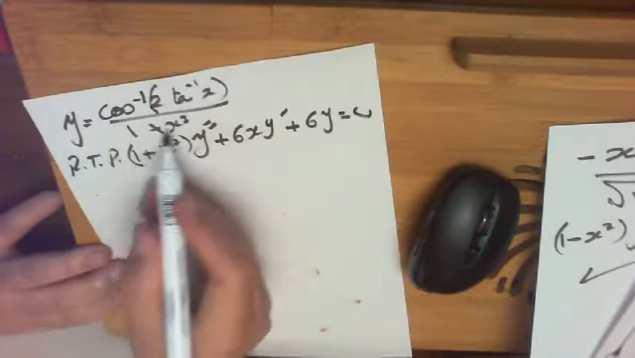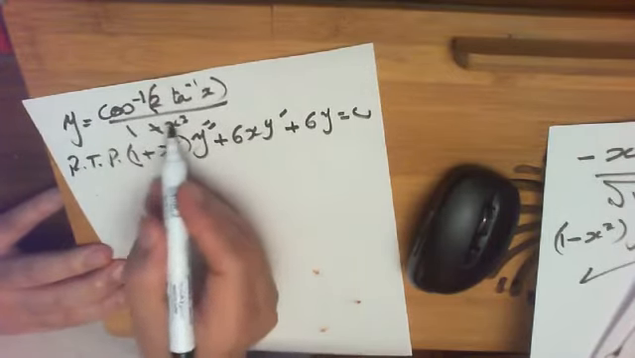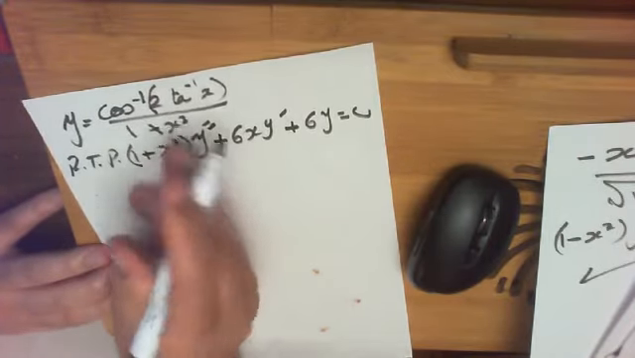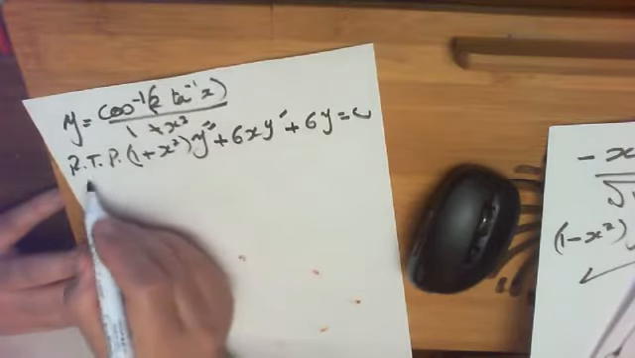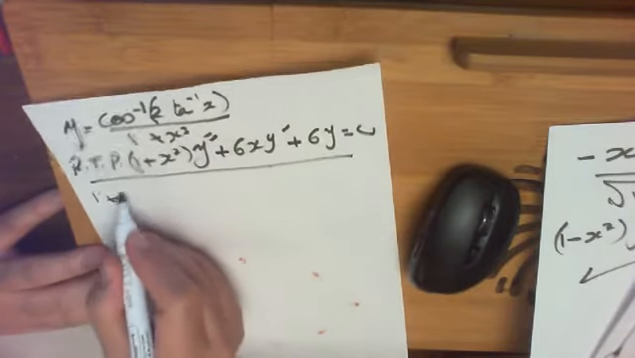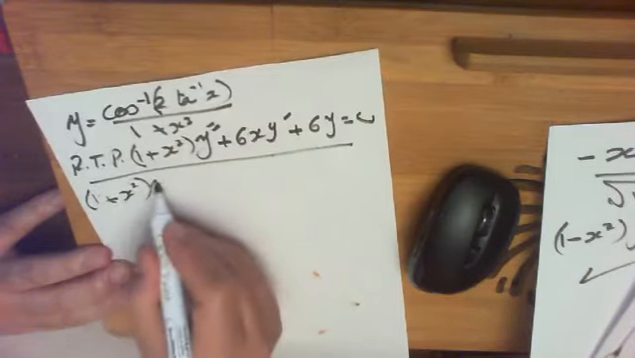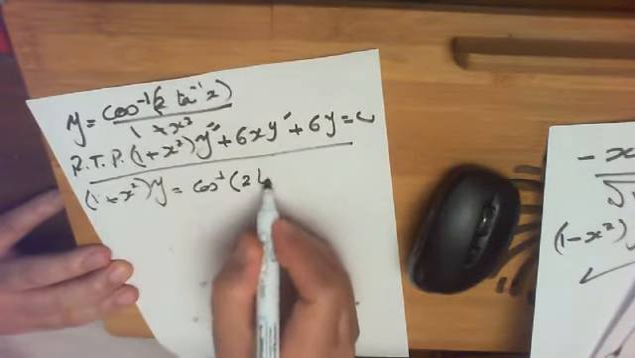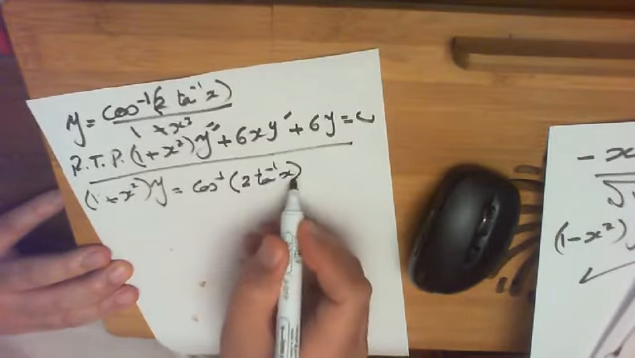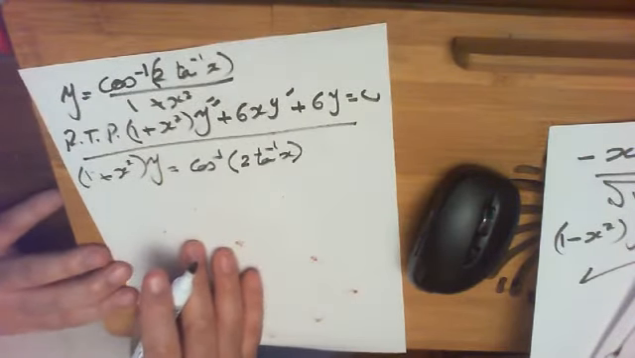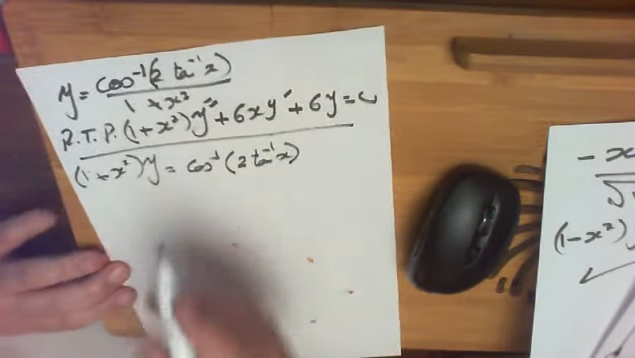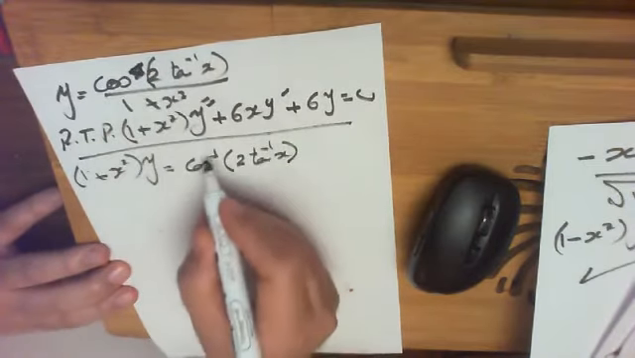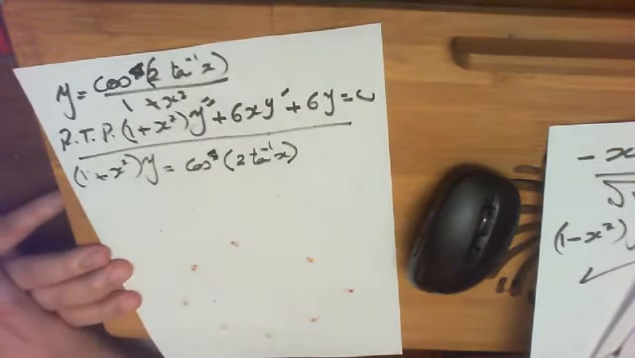Okay, first we multiply both sides by 1 plus x squared to make it simple form. So we have 1 plus x squared times y equals cosine(2 tan⁻¹x). Okay, differentiate. It is cosine, not cosine minus 1. It's cosine. This is cosine, not cosine minus 1.